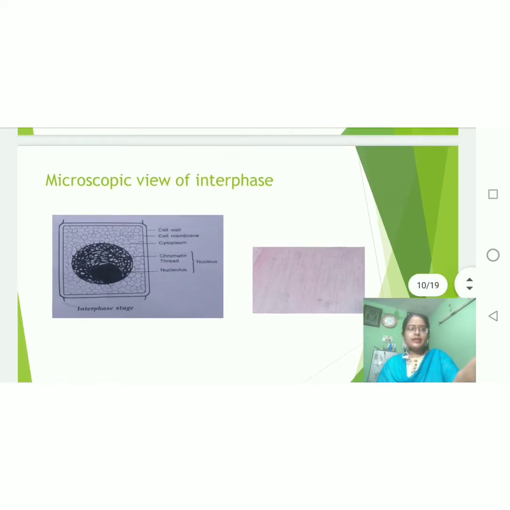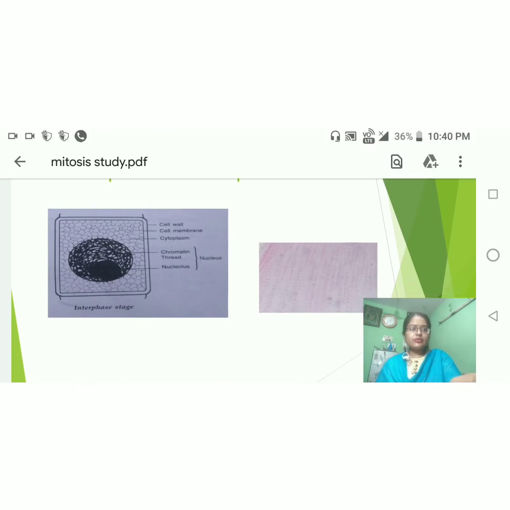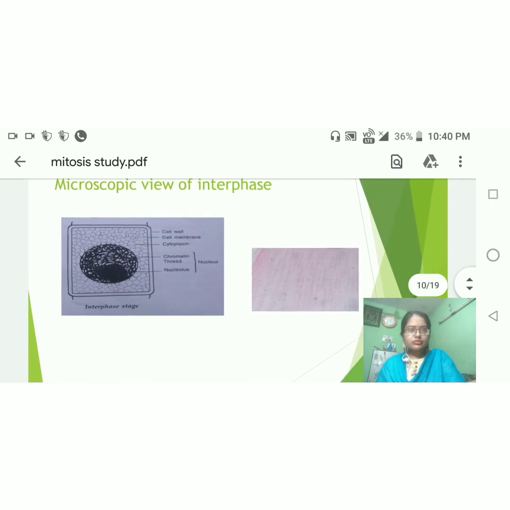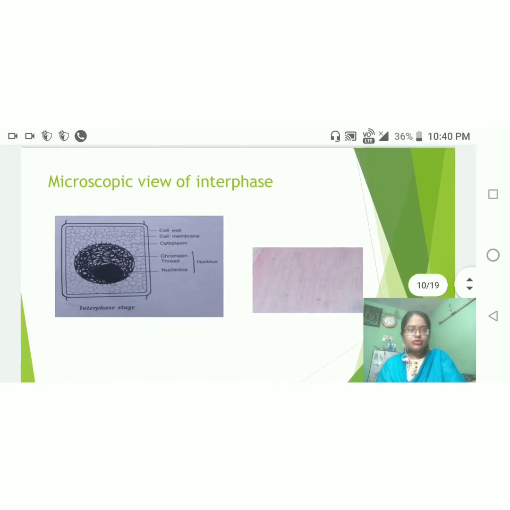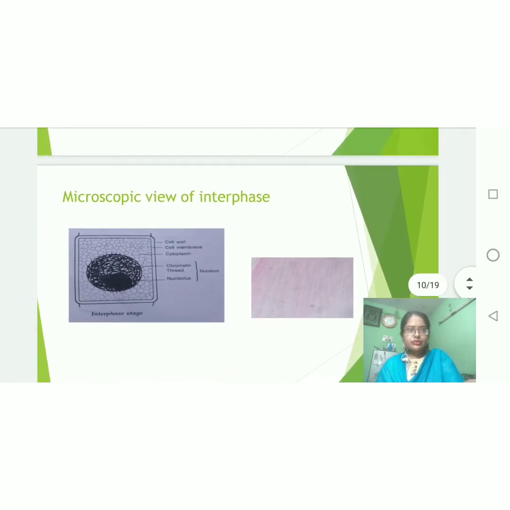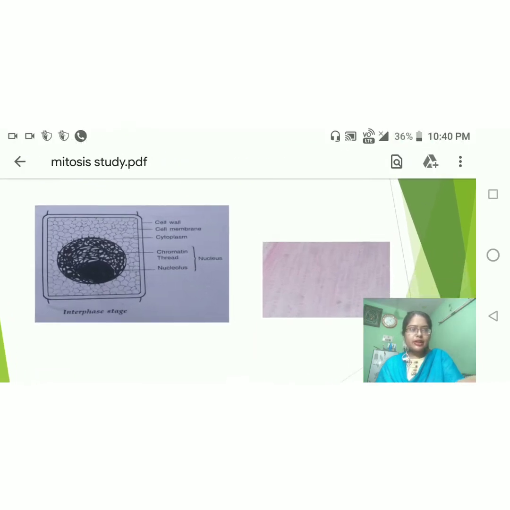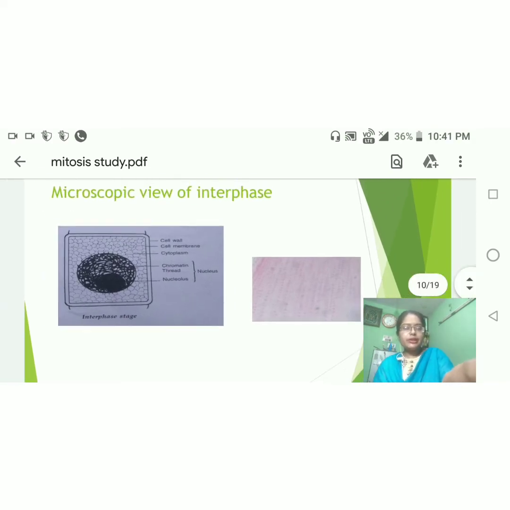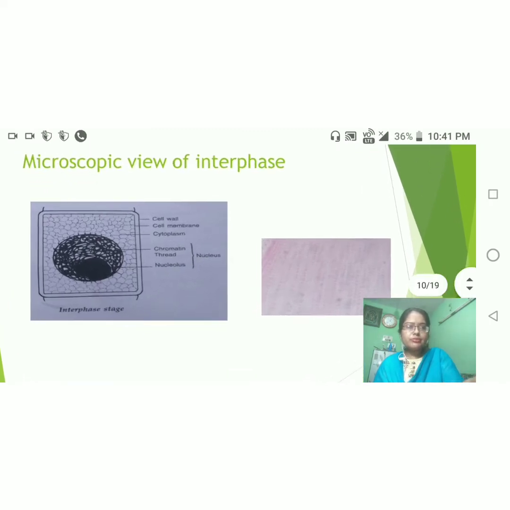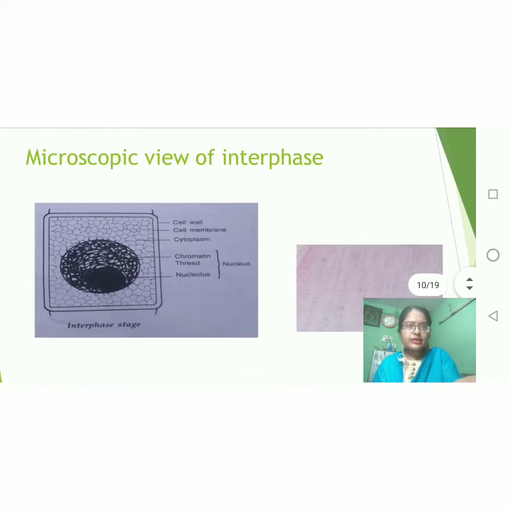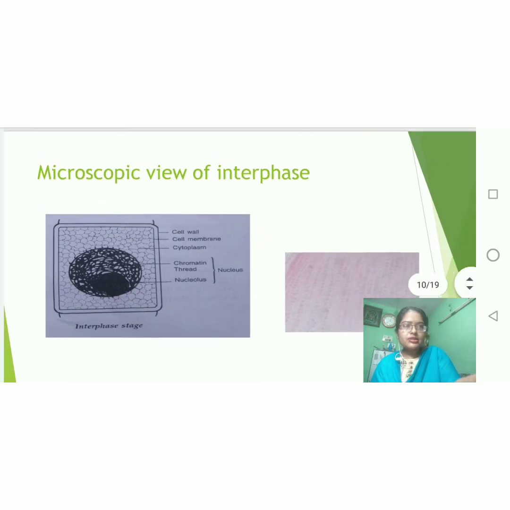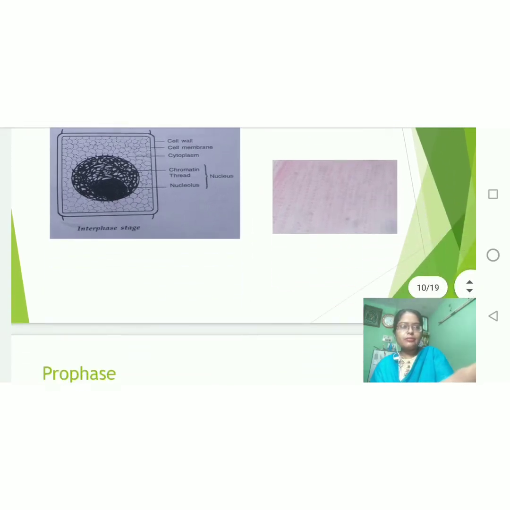We can see that here in the first diagram, it is the view of replication of the genetic material. In the neighboring diagram is the microscopic view of the interphase. Here in the black part, in the nucleus, we can see that chromosome duplication is occurring here in the nuclear part.